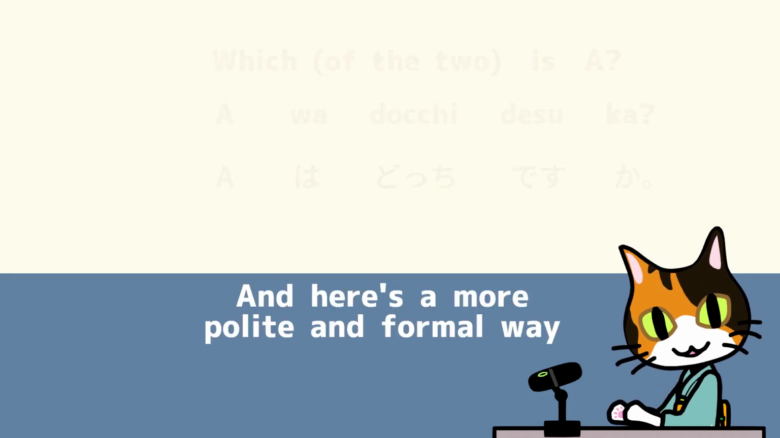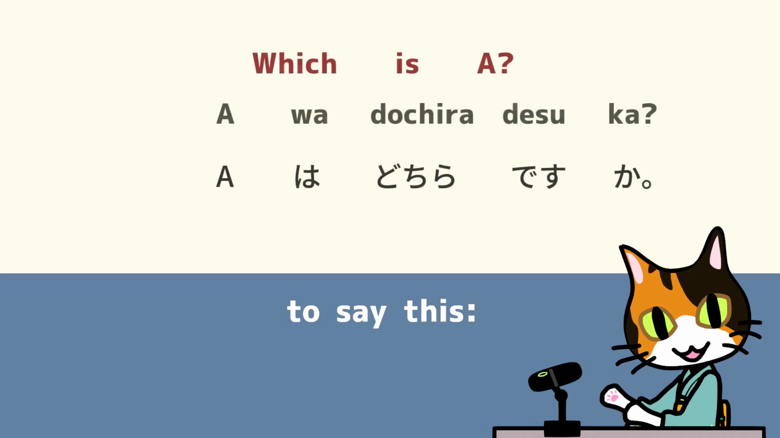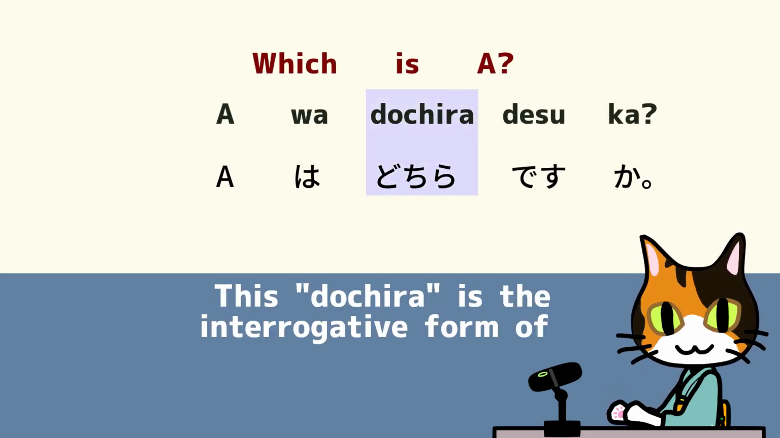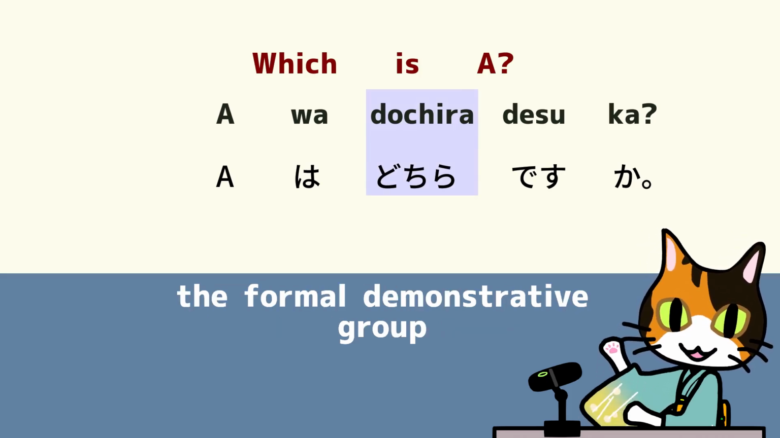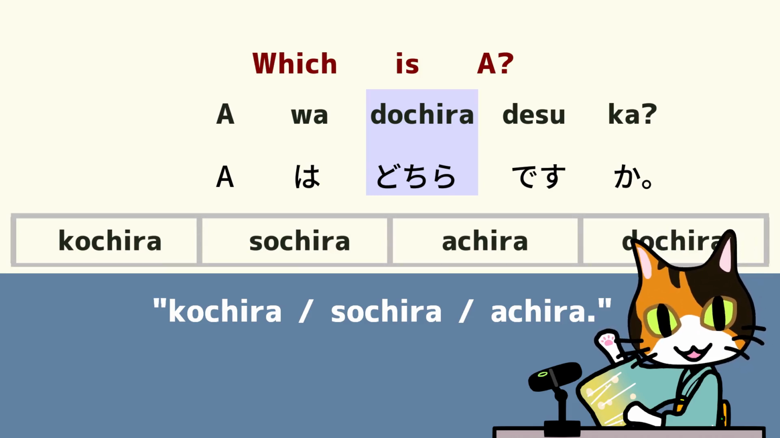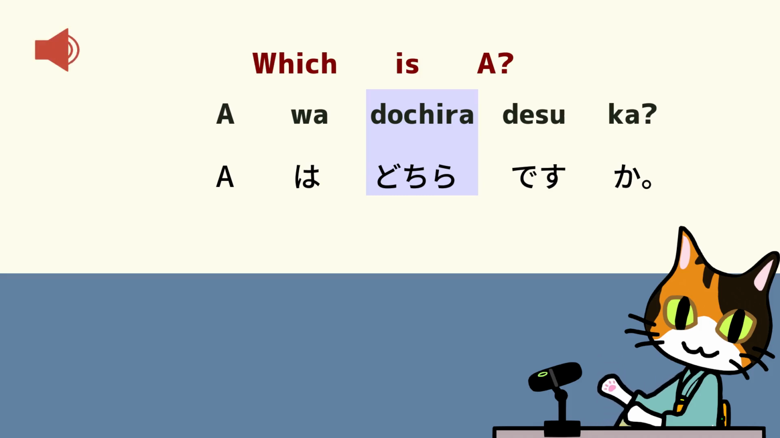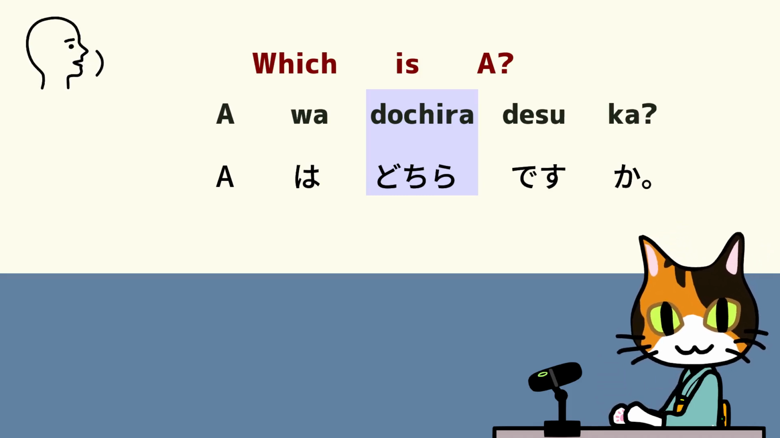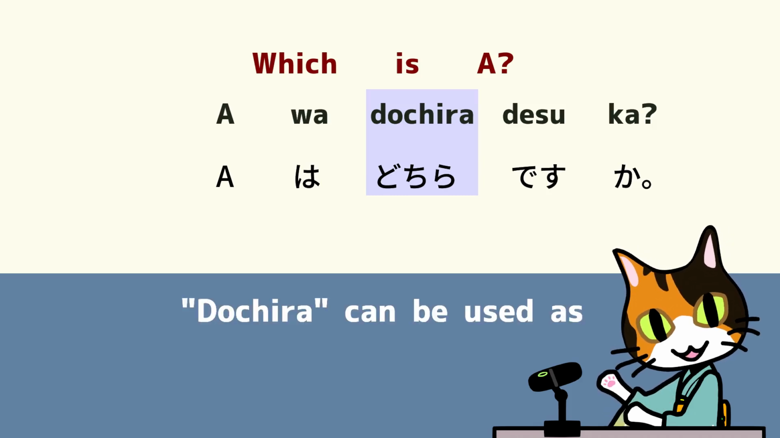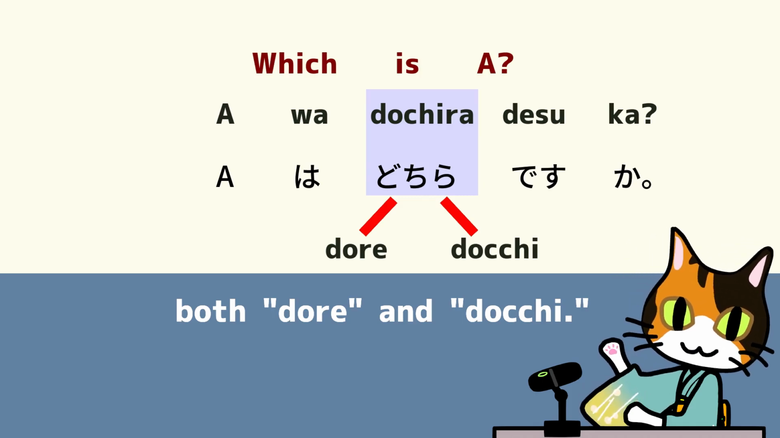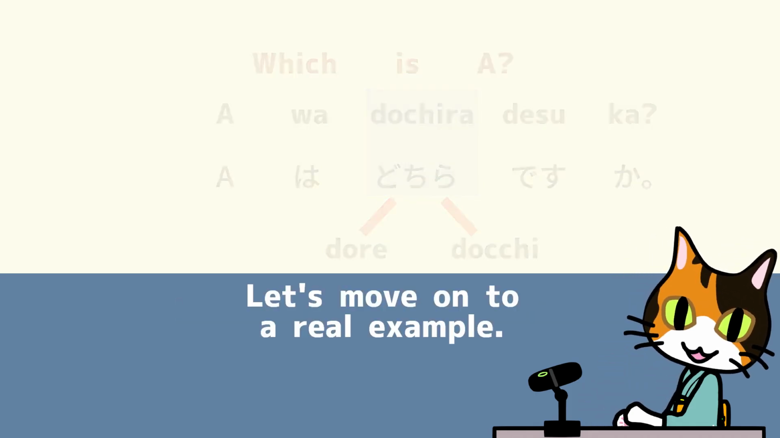Excellent. And here's a more polite and formal way to say this. A はどちらですか? This, do-chi-ra, is the interrogative form of the formal demonstrative group, ko-chi-ra, so-chi-ra, a-chi-ra. Let's practice it. A はどちらですか? Do-chi-ra can be used as the formal version of both do-re and do-cchi.